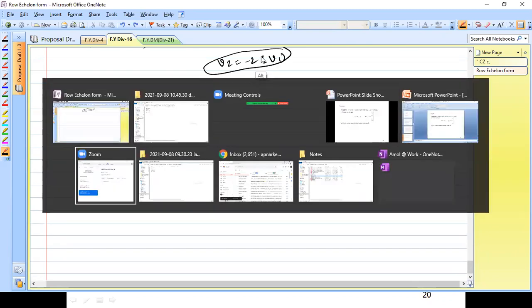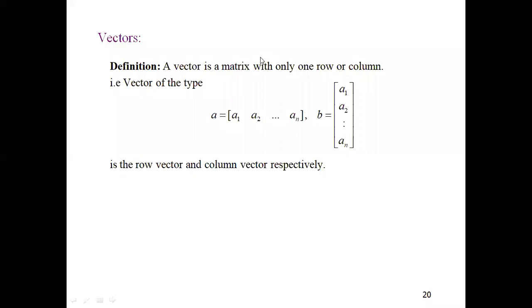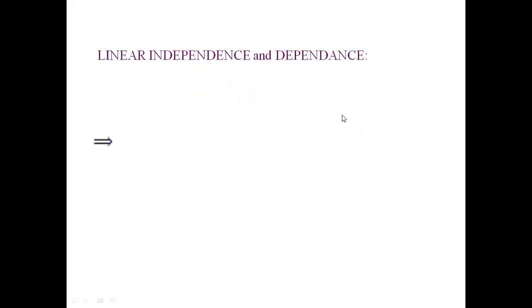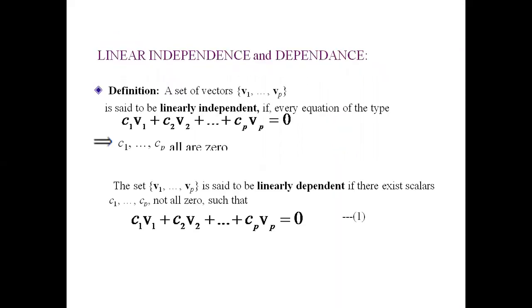You are done with the definition, no? A vector is a matrix with only one row or one column, that is a vector of the type A1 or B1, either a row vector or a column vector. Those who are not done with the definition, write down this one. Here we have not all 0, and here we have all 0. That is the difference.